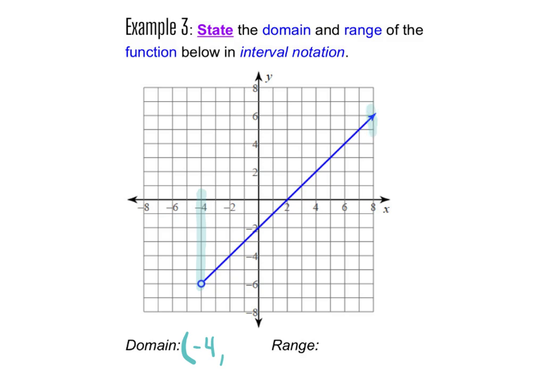So the farthest right is all the way over here. However, that is an arrow, which means it goes on forever in the positive direction to the right, so positive infinity. Range is the lowest that the graph can go.